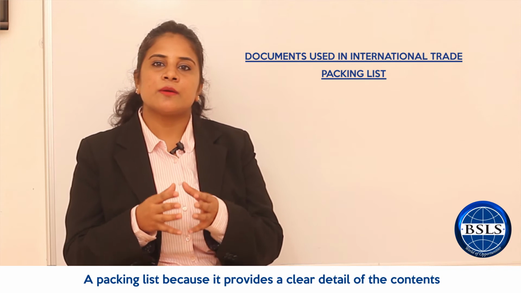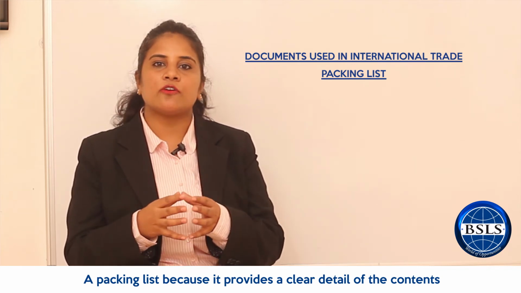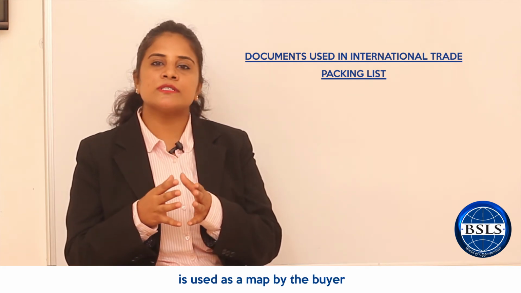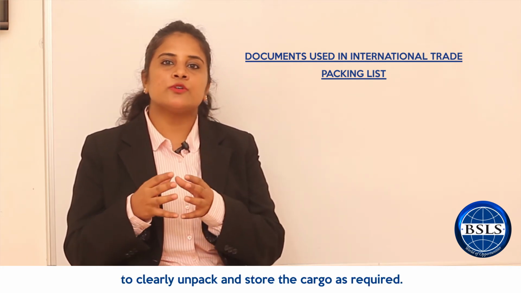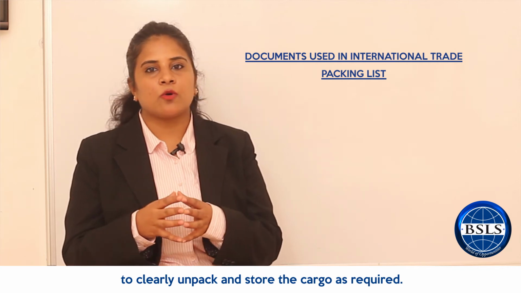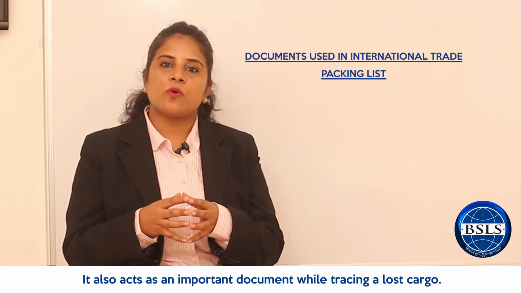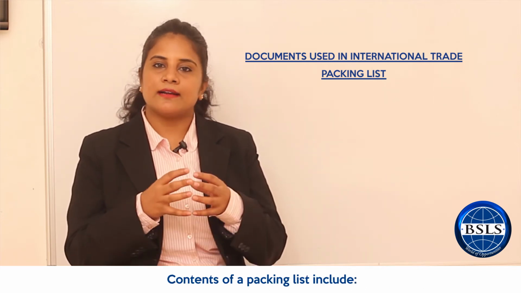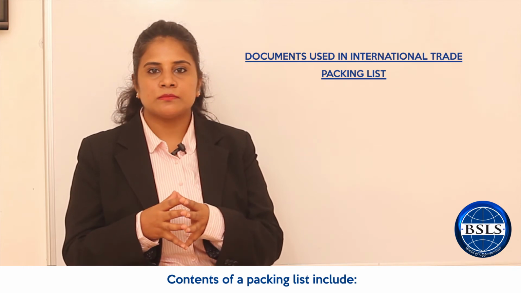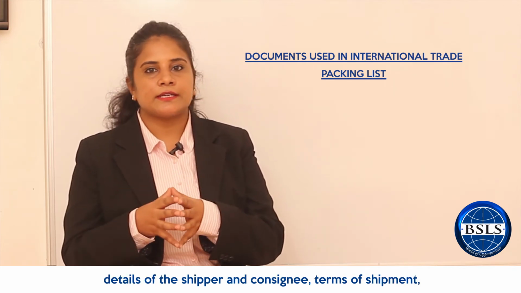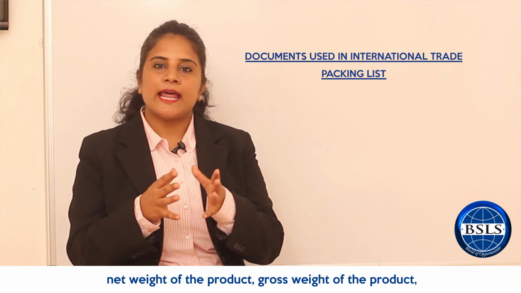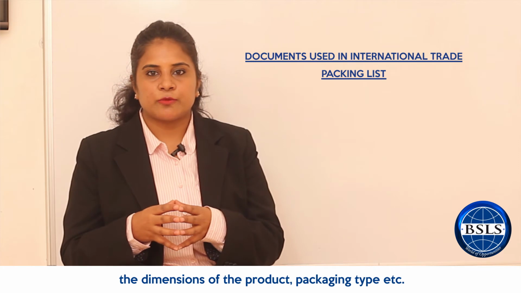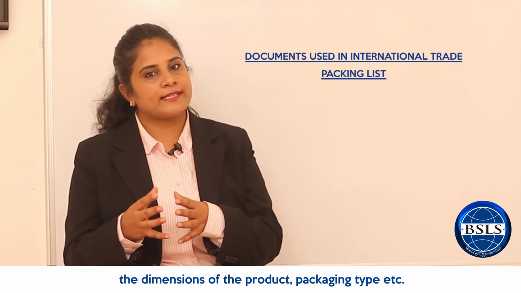A packing list, because it provides a clear detail of the contents and the marks and numbers of the product and its packaging, is used as a map by the buyer to clearly unpack and store the cargo as required. It also acts as an important document while tracing a lost cargo. Contents of a packing list include details of the shipper and the consignee, terms of shipment, net weight of the product, gross weight of the product, the dimensions of the product, packaging type, etc.